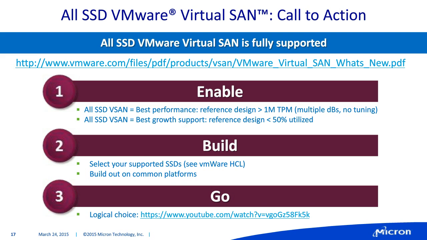Look for that reference architecture doc I mentioned if you want the next layer down of exactly how this stuff was built and connected together. The all SSD vSAN does support the best growth option. Again, we were less than 50% utilized in this 8-node design. Build it. Just look at the VMware HCL to determine what SSDs you can use. Those that are approved by VMware are vSAN approved as well. And build it out on commodity platforms. Again, consult the VMware HCL when selecting platforms to make sure you have very, very smooth and easy support.